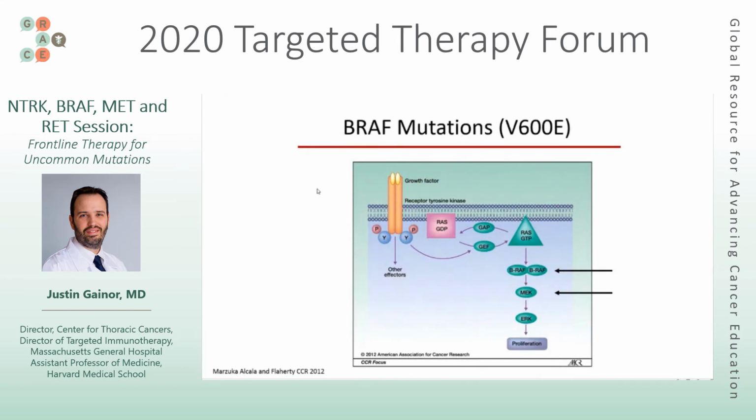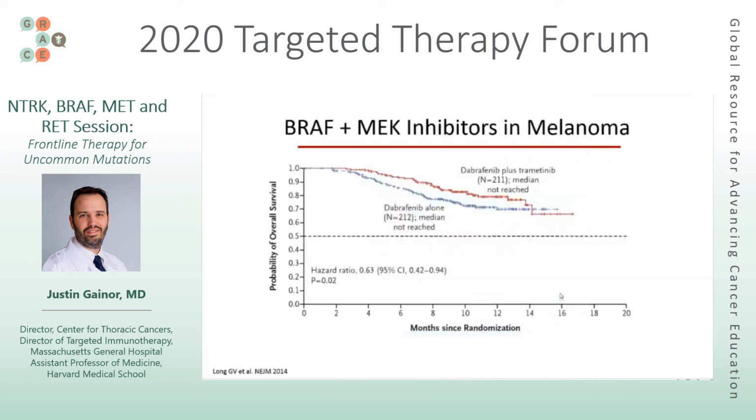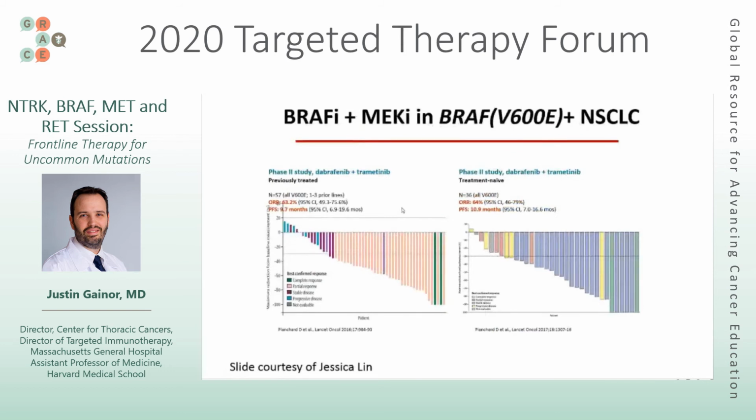But through some very elegant preclinical studies in the lab, it was recognized. So normally, when the pathway goes, BRAF, when this is active, it then activates MEK, and then ERK. So what if you not only block BRAF, but you block MEK too? Well, in melanoma, what we saw was that if you use a BRAF inhibitor plus a MEK inhibitor, you actually did better than just the BRAF inhibitor.